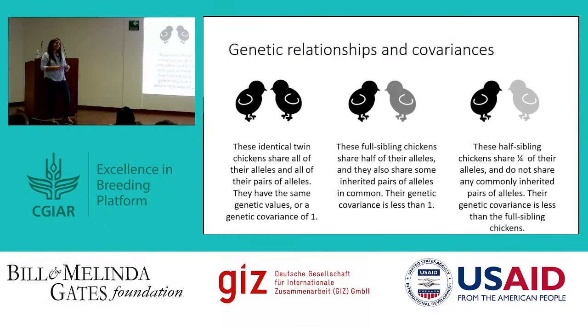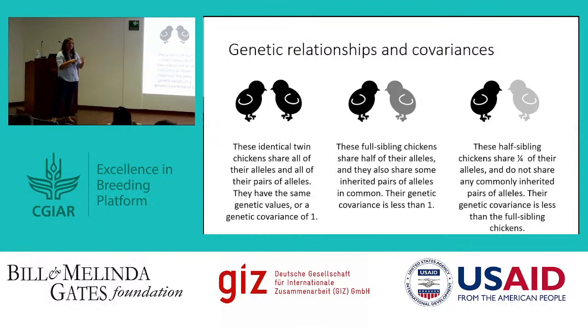If we want to get a little more specific, we can say these chickens share all their alleles. They also share all of their pairs of alleles. These chickens share half of their alleles because they both got a random half of the genome from each parent. And believe it or not, they also share some pairs of alleles because they had the same parents, so by chance, sometimes they have the same pair of genotypes at a locus. And these chickens, which are half siblings, don't share any parent. So they share a quarter of their alleles, assuming no inbreeding, but they don't have any pairs of alleles together. So based on the specific amount of alleles we expect them to share, we expect a specific amount of phenotypic resemblance, right?